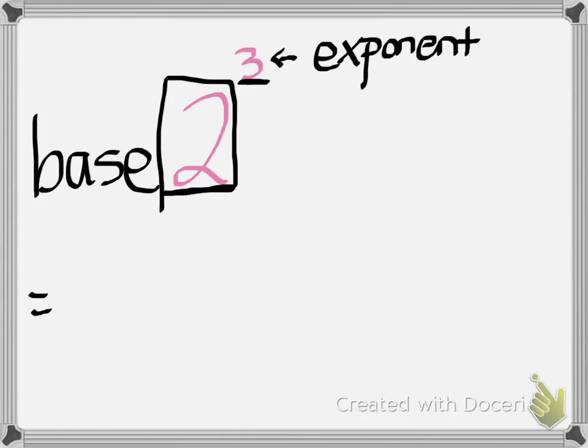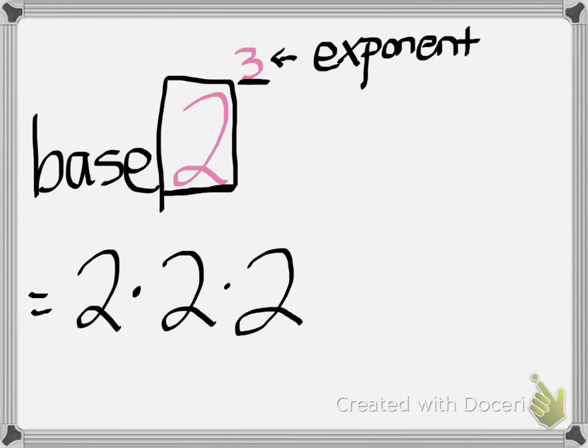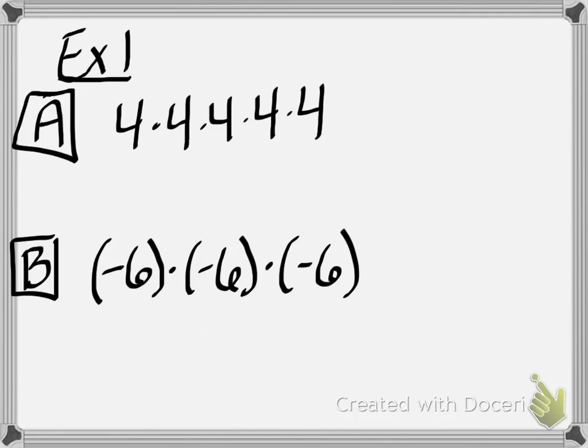In 2 to the exponent 3, we say 2 to the third power. And what it means is 2 times 2 times 2. It's your base, and your exponent is 3, so you write it 1, 2, 3 times. Okay, that's what that exponent means. And then I could combine those 2's all together, which is what example 1 is all about.